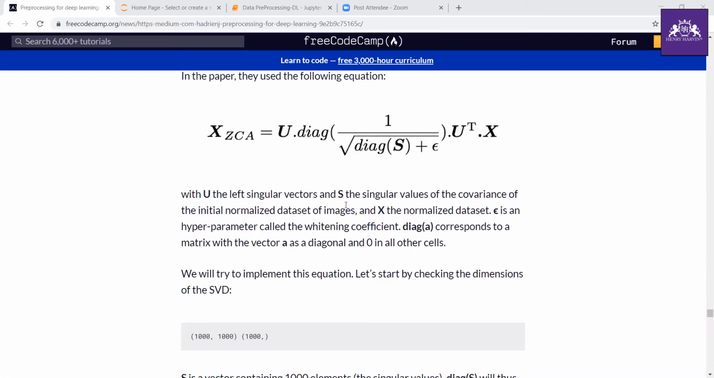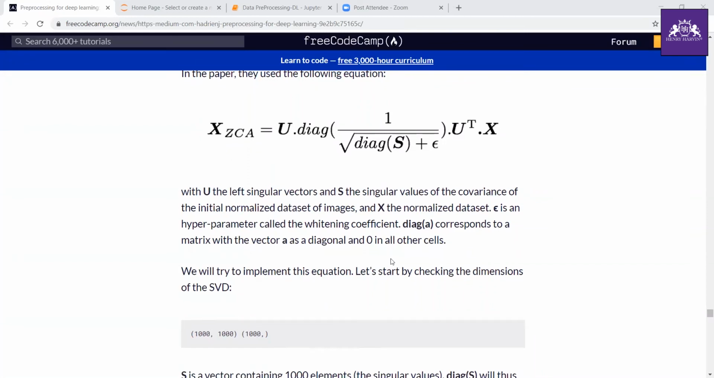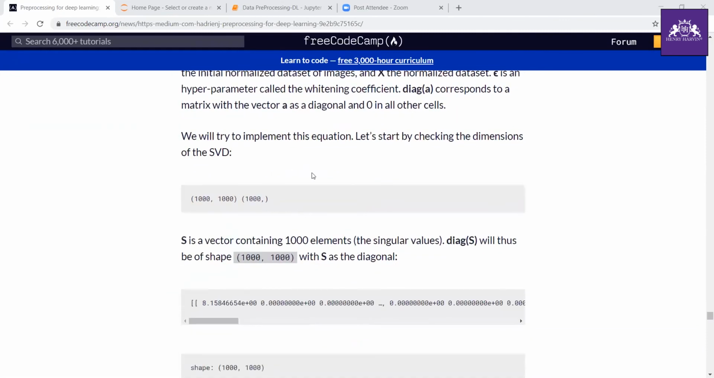So what is this U? That stands for the left singular vectors, and S stands for the singular values of the covariance of the initial normalized data set of images. X is the normalized data set, and epsilon is a hyperparameter called the whitening coefficient, right? Okay. Now we will try to implement this equation.